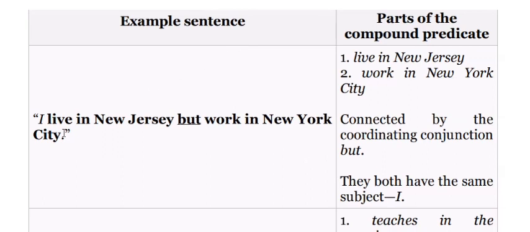Now, example. I live in New Jersey, but work in New York City. We use a conjunction. Live in New Jersey, work in New York City, connected by the coordinating conjunction but. They both have the same subject, I, as I is used. Okay. I live in New Jersey but work in New York City. After but, we did not use any subject, so it is a common subject for the two parts.